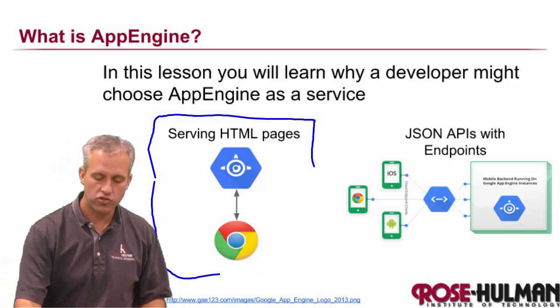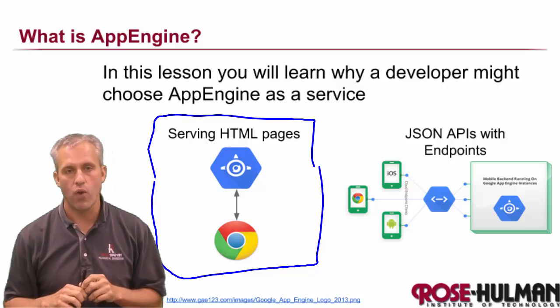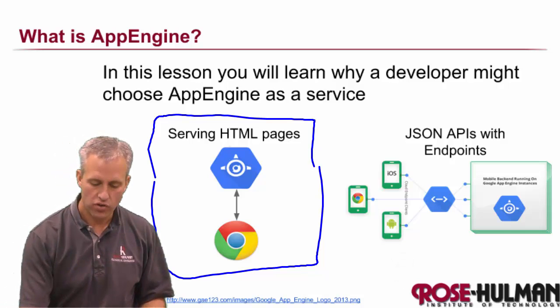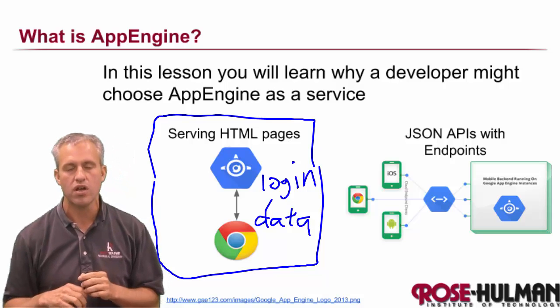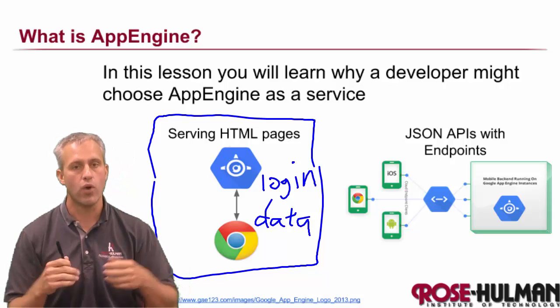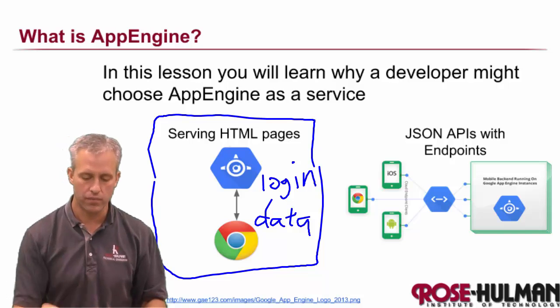The thing that AppEngine is really all about is web apps. So you have things like, you log in to your info, and you get your own user data that you've saved specific to you. So things like that are important to web apps, and those are the kinds of things we're going to be learning about.